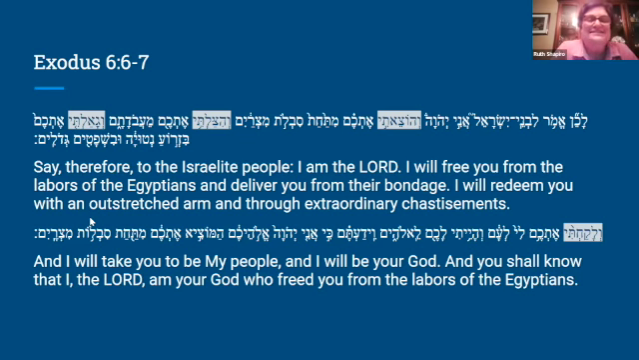Say therefore to the Israelite people, I am the Lord. I will free you from the labors of the Egyptians and deliver you from their bondage. I will redeem you with an outstretched arm and through extraordinary chastisements. And I will take you to be my people, and I will be your God, and you shall know that I, the Lord, am your God who freed you from the labors of the Egyptians.